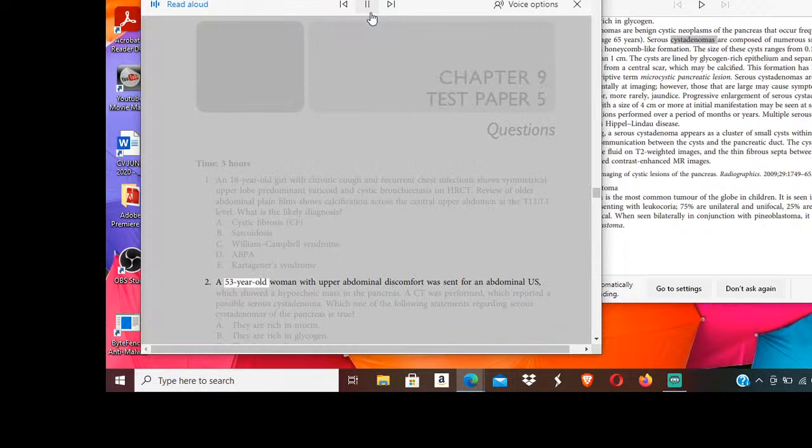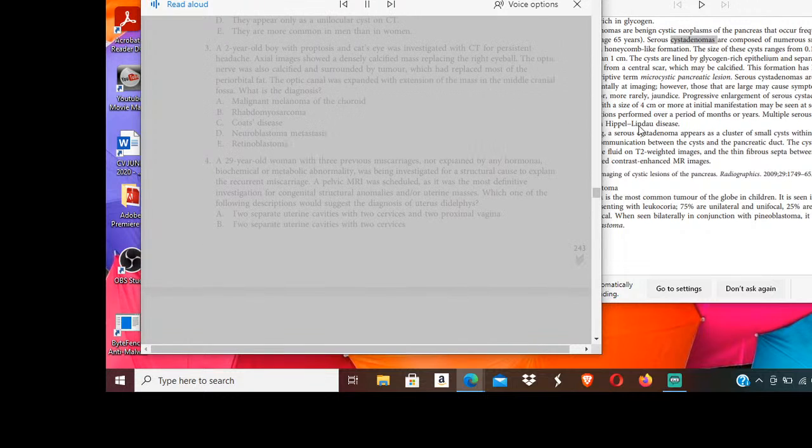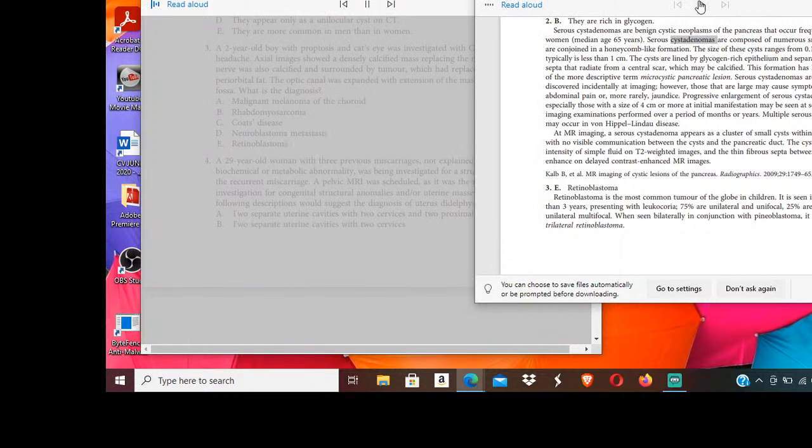2. A 53-year-old woman with upper abdominal discomfort was sent for an abdominal US, which showed a hypoechoic mass in the pancreas. A CT was performed, which reported a possible serous cystadenoma. Which one of the following statements regarding serous cystadenomas of the pancreas is true? A. They are rich in mucin. B. They are rich in glycogen. C. They have malignant potential. D. They appear only as a unilocular cyst on CT. E. They are more common in men than in women.